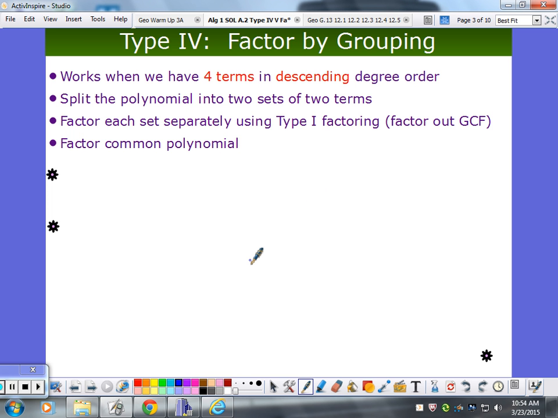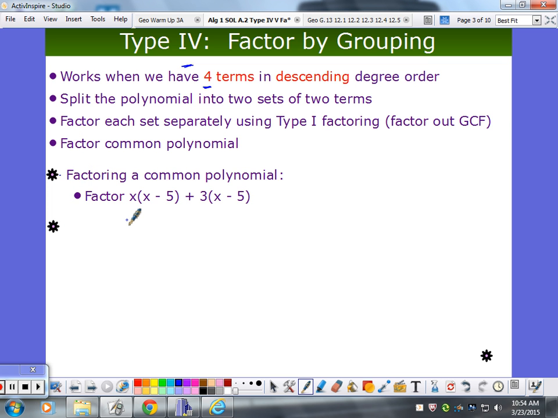Okay, type 4. What I like about type 4 is it has 4 terms, so that helps me identify it as a type 4. And they need to be in descending degree order, meaning the exponents go from big to small. If they're not that way, you rewrite them to make it that way. These are all words, so the best way is to actually do it. But before we can, we have to know how to factor common polynomials.